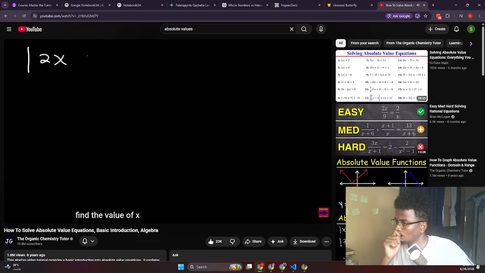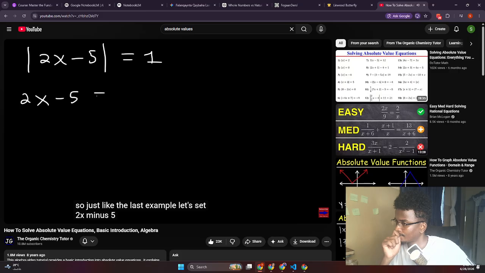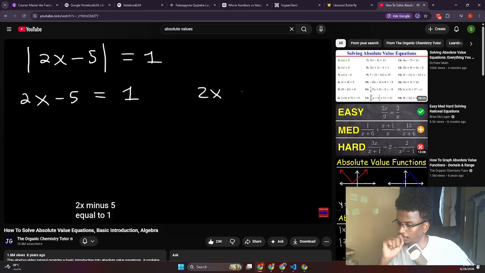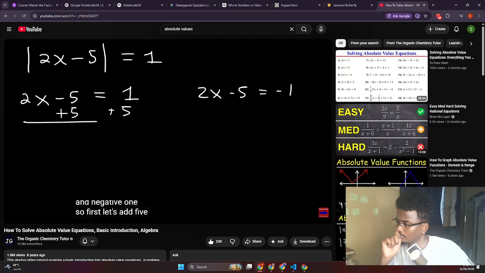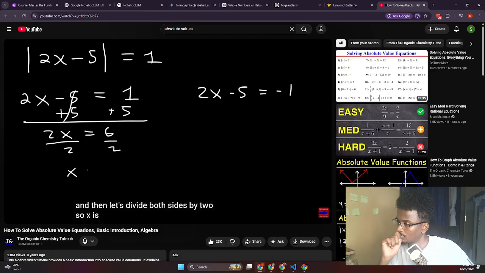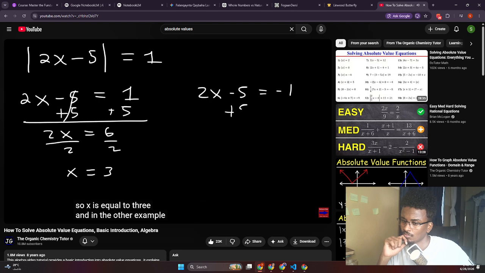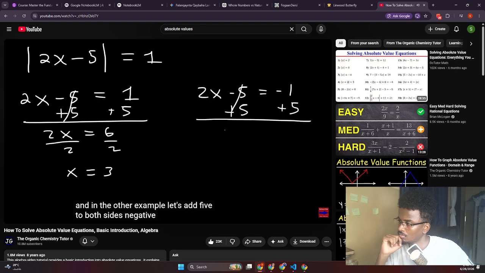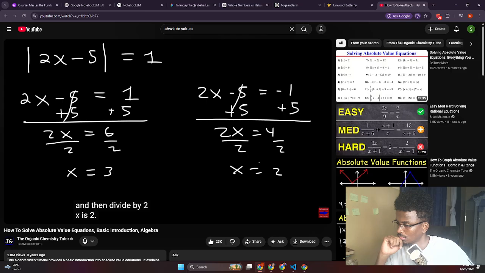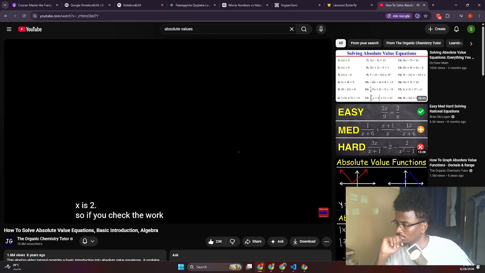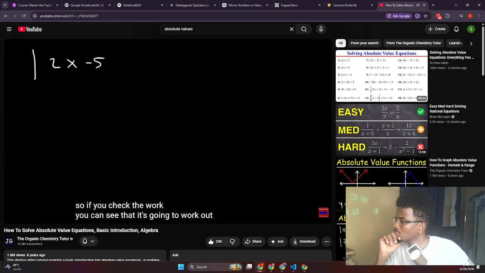Find the value of x given this equation. So just like the last example, let's set 2x minus 5 equal to 1 and negative 1. So first let's add 5. 1 plus 5 is 6. And then let's divide both sides by 2. So x is equal to 3. And in the other example, let's add 5 to both sides. Negative 1 plus 5 is 4. And then divide by 2. X is 2. So if you check the work, you can see that it's going to work out.